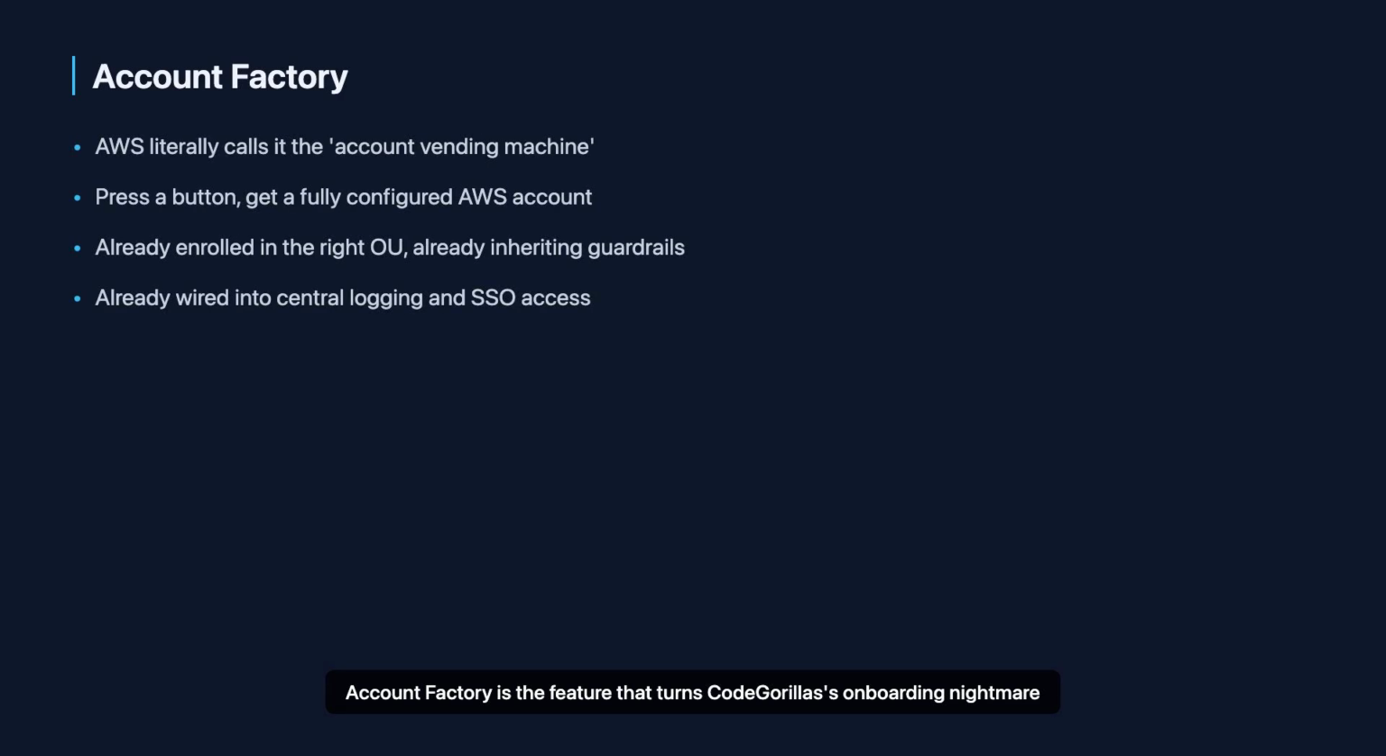Account Factory is the feature that turns CodeGorillas' onboarding nightmare into a self-service request. Amazon Web Services literally refers to it as the account vending machine in their own docs. You press a button, drop in a few parameters, and out the bottom pops a fully configured Amazon Web Services account. It's already enrolled in the right OU, so it's already inheriting every guardrail you set there. It's already wired into the central log archive, and it's already accessible through IAM Identity Center with the right permission sets. What used to be a multi-hour checklist becomes a form submission.